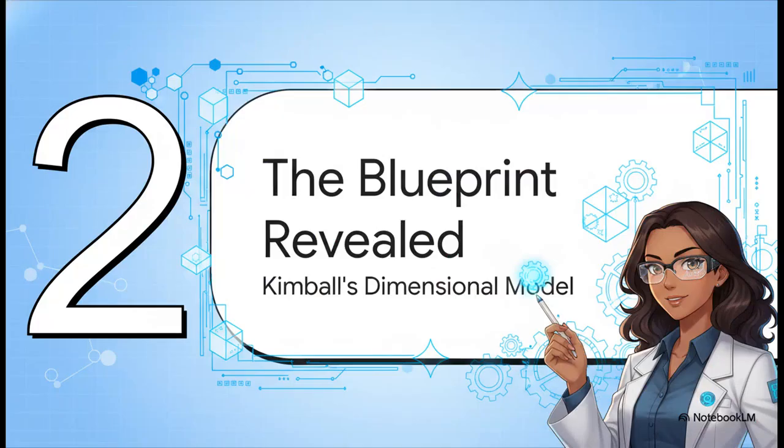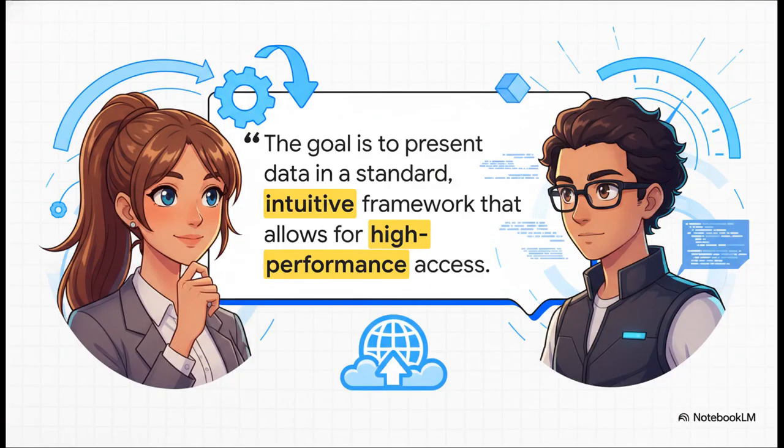So to fix this glitch, we don't need more complexity. What we need is an elegant blueprint. And that is exactly what Ralph Kimball's dimensional modeling gives us. It's a design method that's built from the ground up for one thing: fast, intuitive analytics. What I love about this is the philosophy behind it. The entire model is built from the business user's point of view. It's not about how to store the data in the most efficient way for a machine. It's about how to make that data incredibly fast and intuitive for a person to ask questions of.